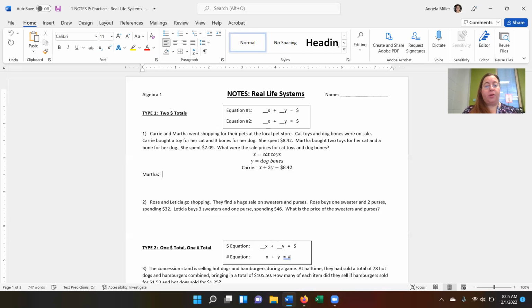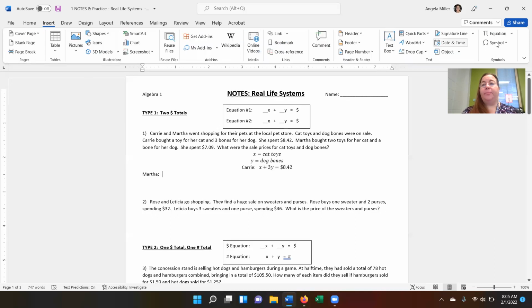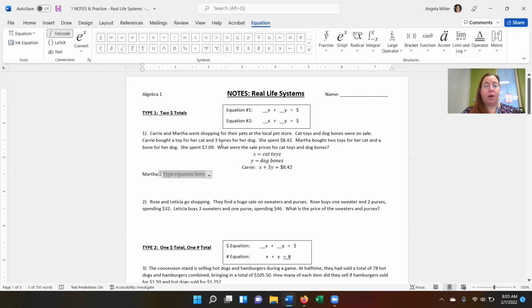So let's do it again for Martha. Let's see what she bought. Martha bought 2 toys for her cat, so that's 2X, because X is cat toys. And a bone for her dog, so that's 1 of those, just Y. Equals, how much did she spend? She spent $7.09.